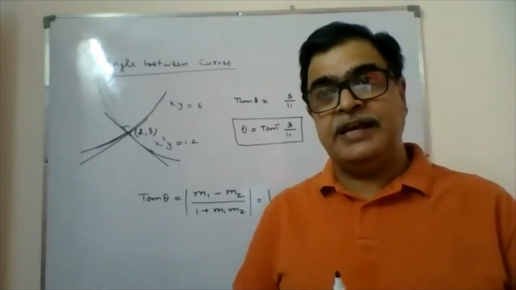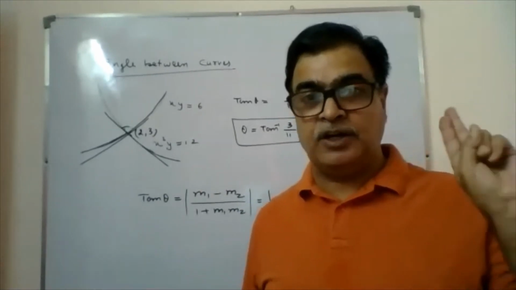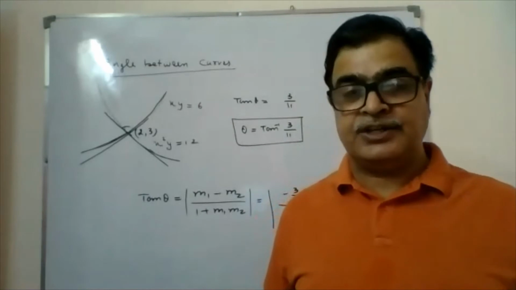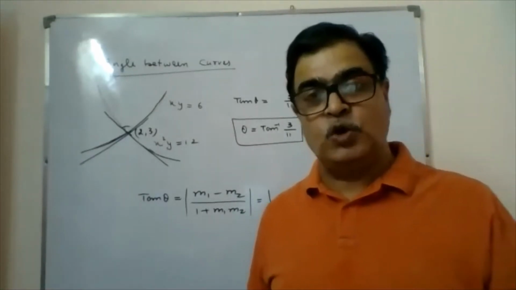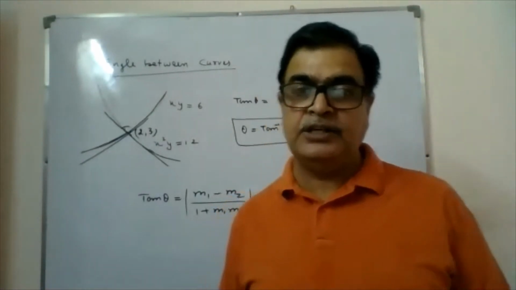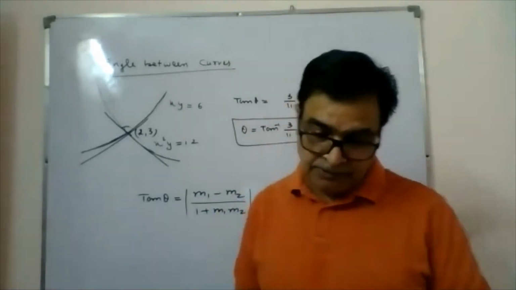So whenever they say angle between the two curves, we find out their intersection. At their intersection point, we find out their slopes, and then we use the formula tan theta is m1 minus m2 over 1 plus m1 m2.